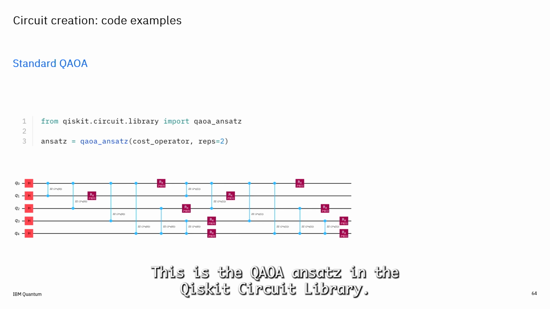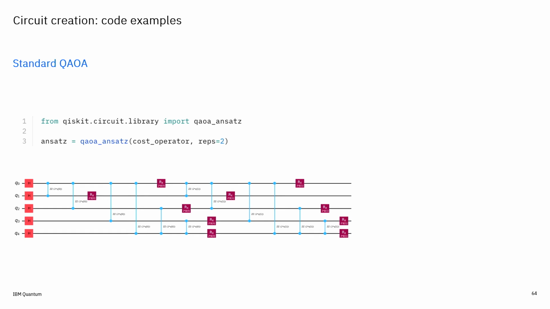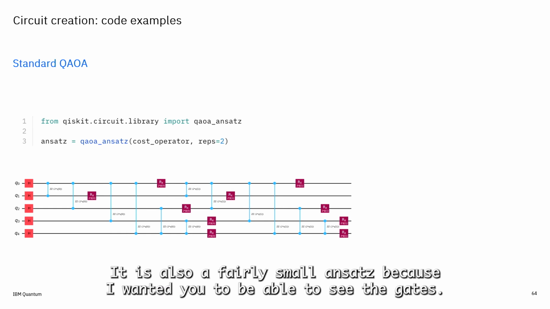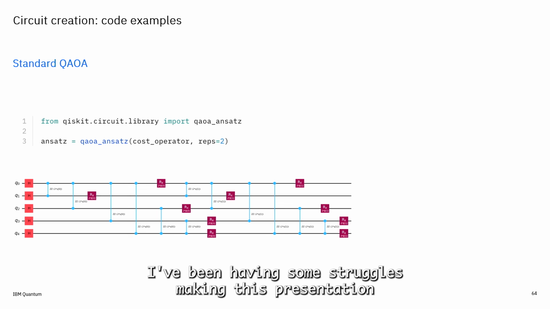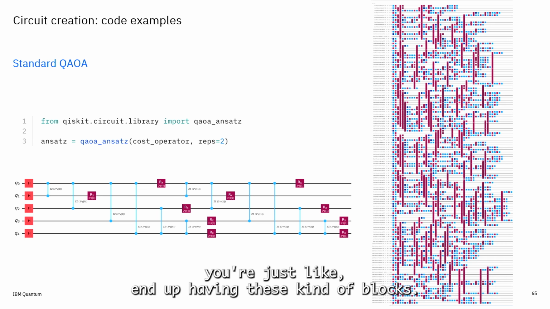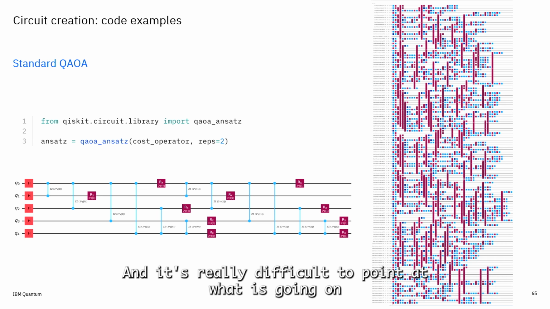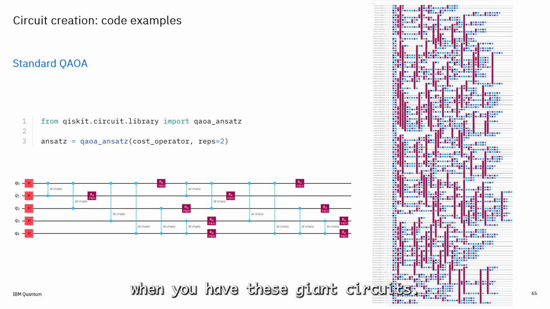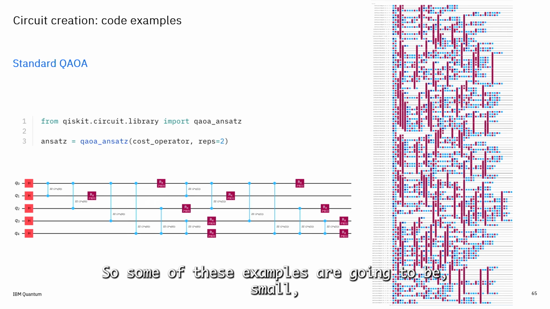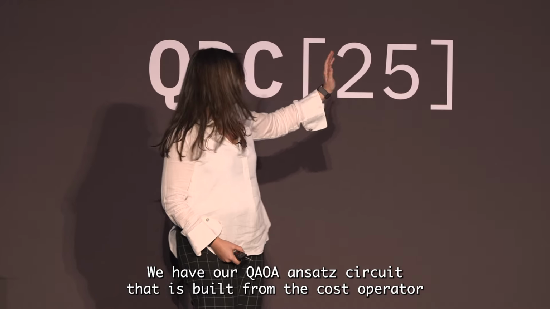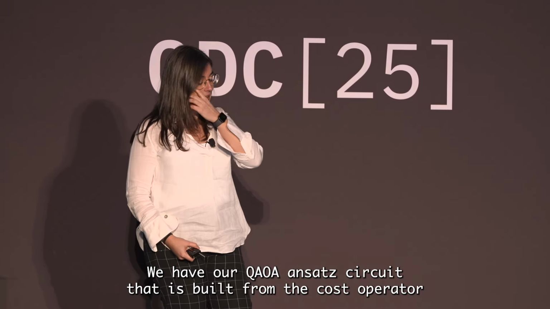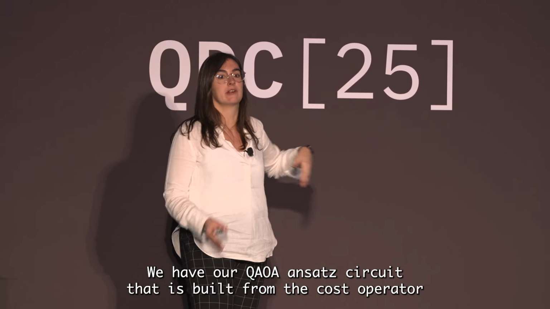This is the QAOA ansatz in the Qiskit circuit library. It is also a fairly small ansatz because I wanted you to be able to see the gates. I've been having some struggles making this presentation because the moment you go to utility scale, you just end up having these kind of blocks, and it's really difficult to point out what is going on when you have these giant circuits. So some of these examples are going to be small, just for visibility purposes. Anyway, we have our QAOA ansatz circuit that is built from the cost operator we got before.